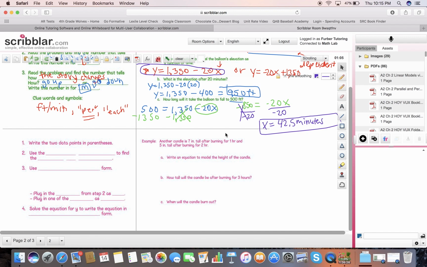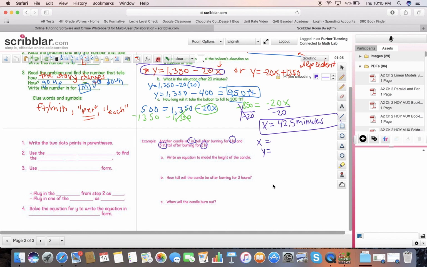Well, we have 4 values. We have this 7 inches right here after 1 hour, and we have 5 inches after 2 hours. So we still have 2 things here. We have an x and we have a y. Now we need to write down what those stand for.